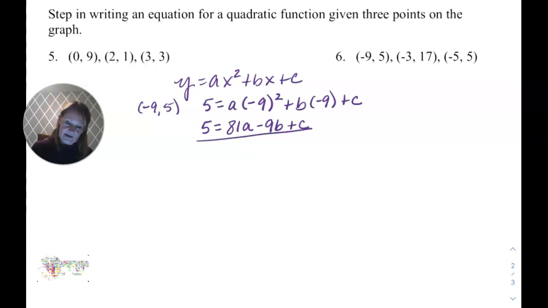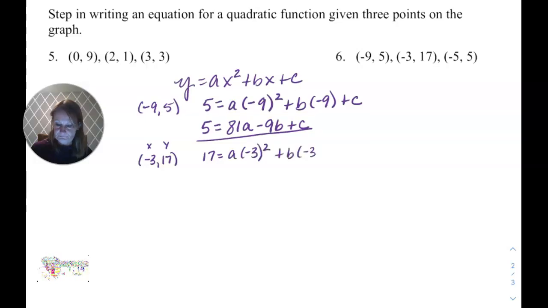And then we're going to put in our next point, which is (-3, 17). Same thing, your x is the -3 and your y is the 17. Okay, and then simplify. So 3 squared is 9 minus 3b plus c. Okay. And the last one is (-5, 5). So your x is -5 and your y is 5.